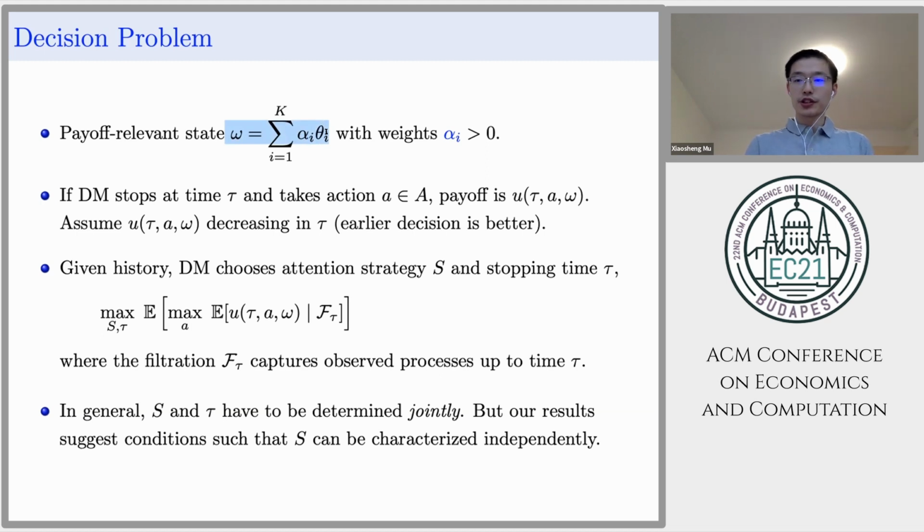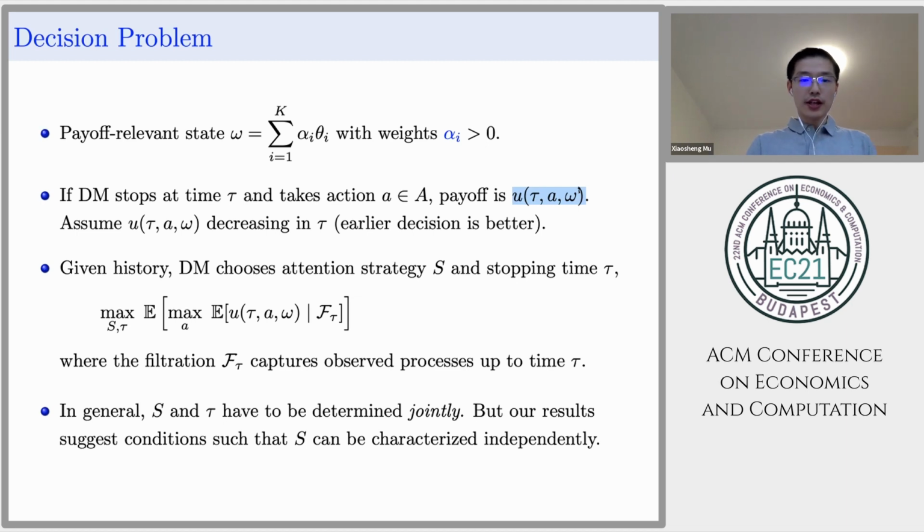If the decision maker stops at a particular time tau and takes an action A, the payoff is going to be a general function of the stopping time, the action taken, and the unknown state of the world. We make relatively weak assumptions on this utility function. The only assumption we need is that this utility function is decreasing in the stopping time, so that earlier decisions are always better.